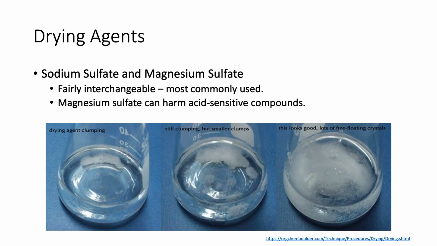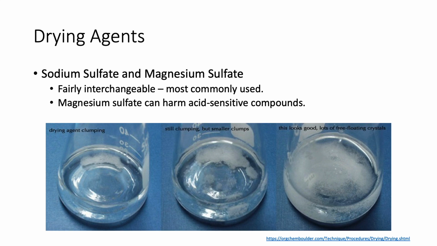The first time that you add your drying agent, it will clump up and it'll all be in one big chunk, especially if you have a lot of water in there. Sometimes you can even see the water. If you hold up your flask, you'll be able to see a little bubble of water at the bottom. That's fine. You'll add your drying agent, it'll all clump up. You'll add a little bit more, it'll have some smaller clumps. And then you'll add a tiny scoop more, and the rest of it that you add won't clump up.